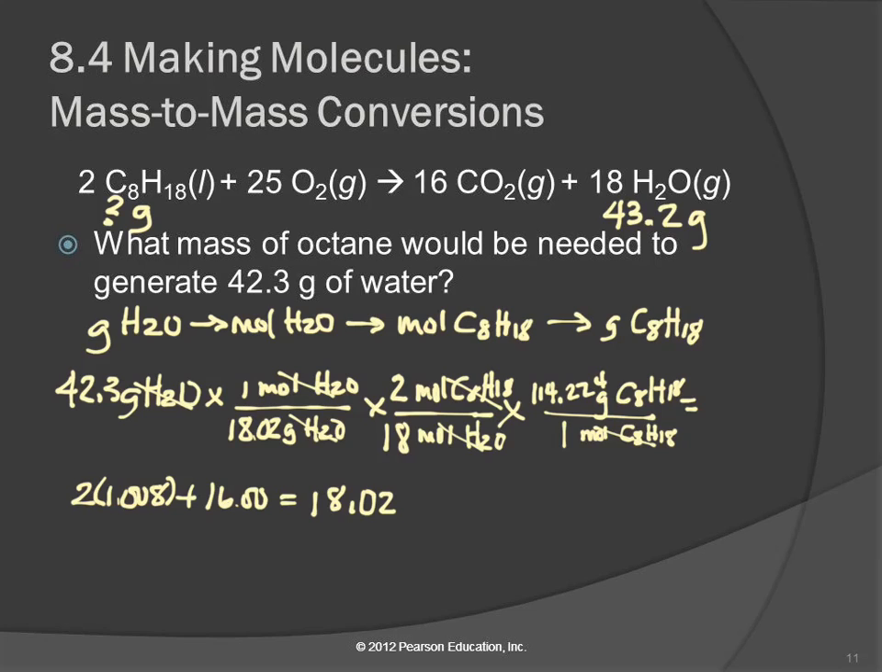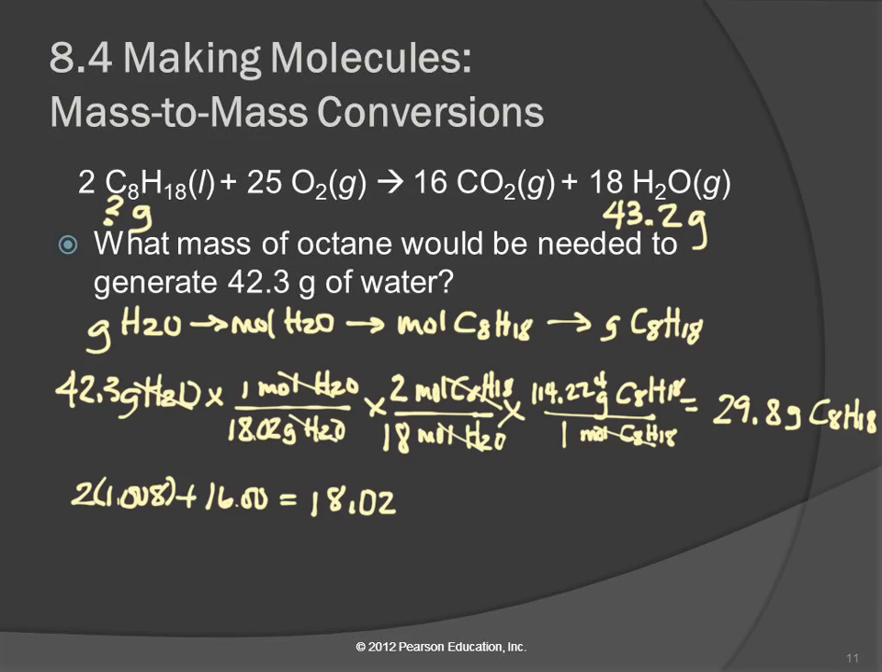So that'll be 42.3, got to enter that right, 42.3 times 1 times the top, divided by the bottom, divided by 18.02 times 2 divided by 18 times 114.224 divided by 1 equals. And then the calculator shows me a big mess, but I'm going to look at how many sig figs did I start with. I started with 3, and so I'm going to end up with 3. So I'm going to round this off. It's going to end up being 29.8 grams of C8H18.